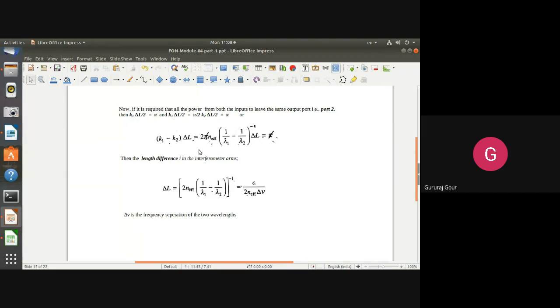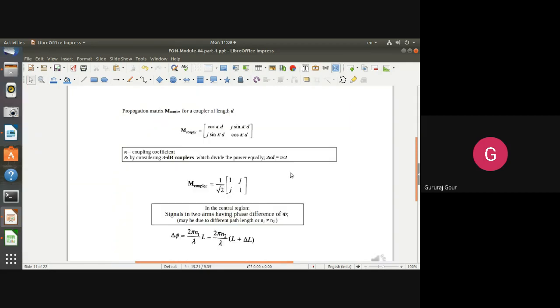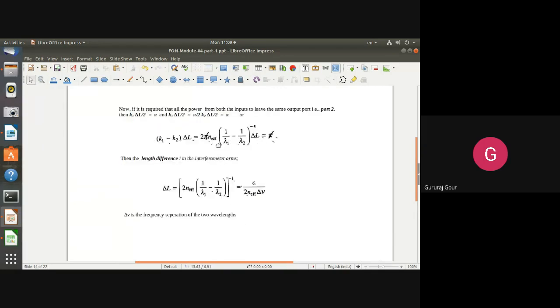If you take the path length difference, you get k1 minus k2 times delta L equal to the expression, and you can substitute the delta phi you calculated earlier, and you can see the pi gets cancelled. So finally you get the length difference in the interferometer, delta L, by this equation, where delta V is the frequency separation of the two wavelengths, and delta L is the length difference. This is a very important formula.